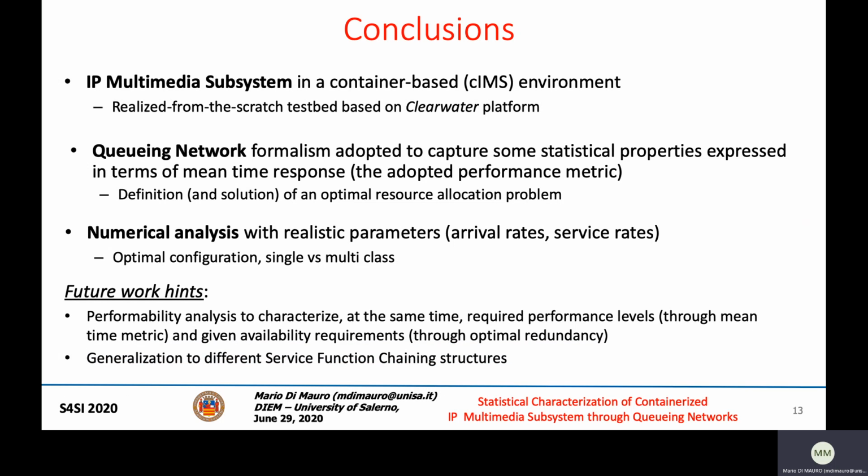Actually, we are working along several directions, two in particular. The first one is to extend our performance analysis to a performability analysis, where beyond the performance metric, we also consider an availability structure of IMS, where we are also interested in guaranteeing, for example, some degree of availability, such as the 5/9 of availability. That is a typical metric used in data centers or in cloud environments. And again, we are working on a generalization of our queuing network formulas to different service function chain structures that exhibit, more or less like the containerized IMS, a chained structure with a particular interconnection among nodes.